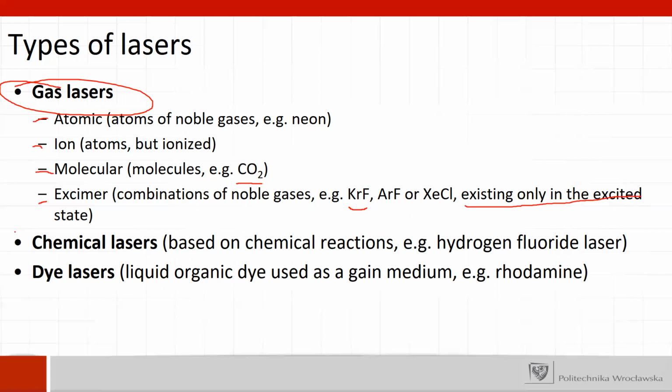A second group is chemical lasers. These are lasers based very often on liquid media, and they are based on chemical reactions. For example, there might be a reaction between hydrogen and fluorine, and these reactions release a great amount of energy, and these atoms can then generate light from these excited states.